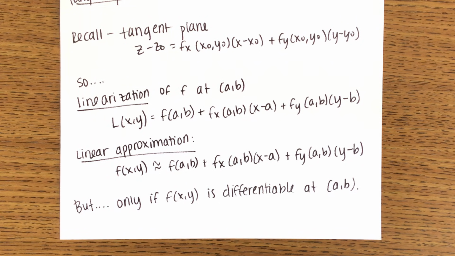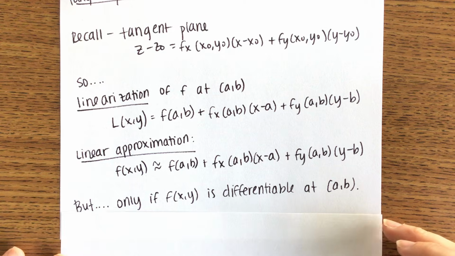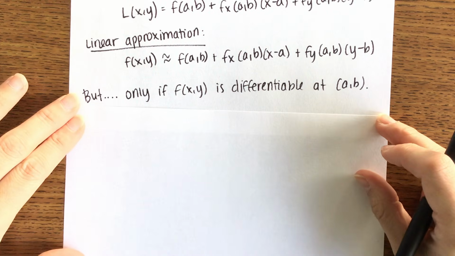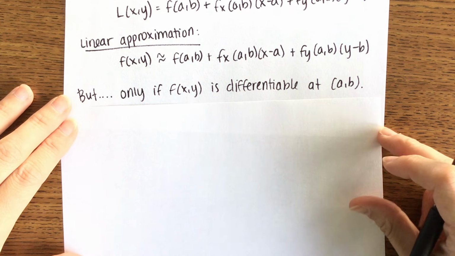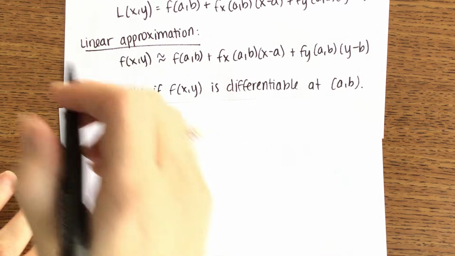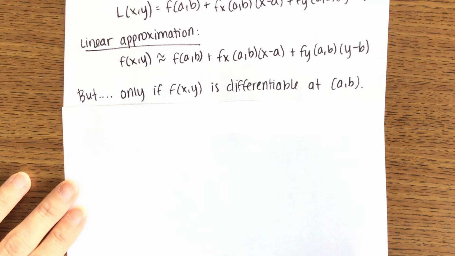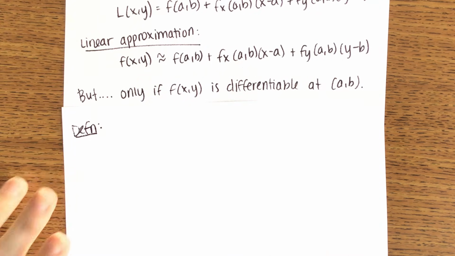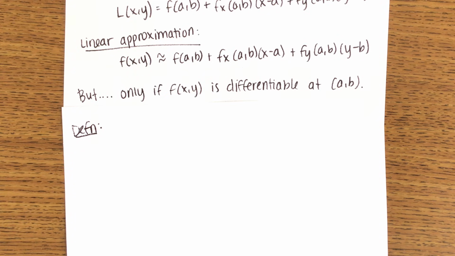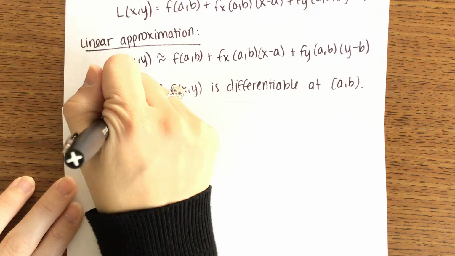So what should your next logical question be then? If this only works if f of xy is differentiable at AB, what should you ask next? Yeah, how do we know if f of xy is differentiable at AB? That brings up our next definition. We've got a definition and a theorem, and then we'll move on to another example.